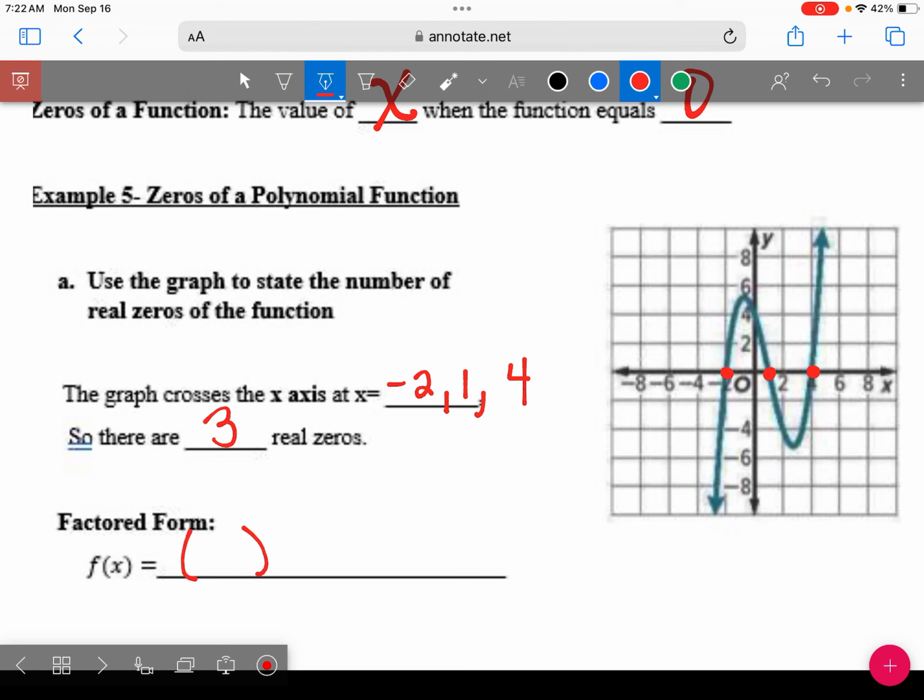So now you're going to make 3 parentheses and put an X in front of each one. And remember, whenever you go to the parentheses, the sign flips. So do you see how this says a -2? So that means in the first parentheses, I'm going to put the opposite, which would be a +2. The second one is a +1. So I'm going to do the opposite, which would be a -1. And the third zero is at +4. And the opposite would be -4.